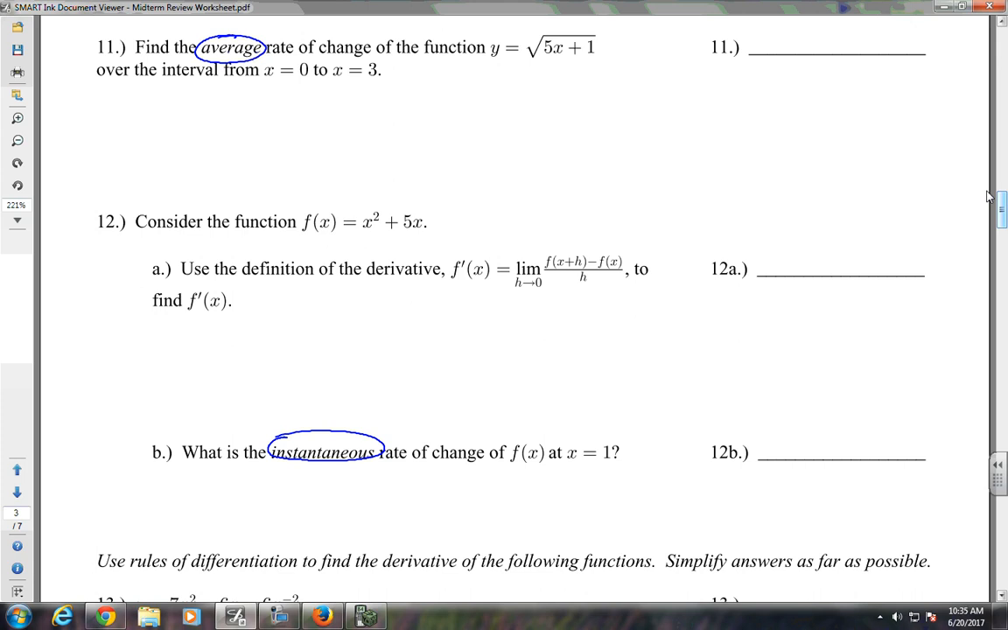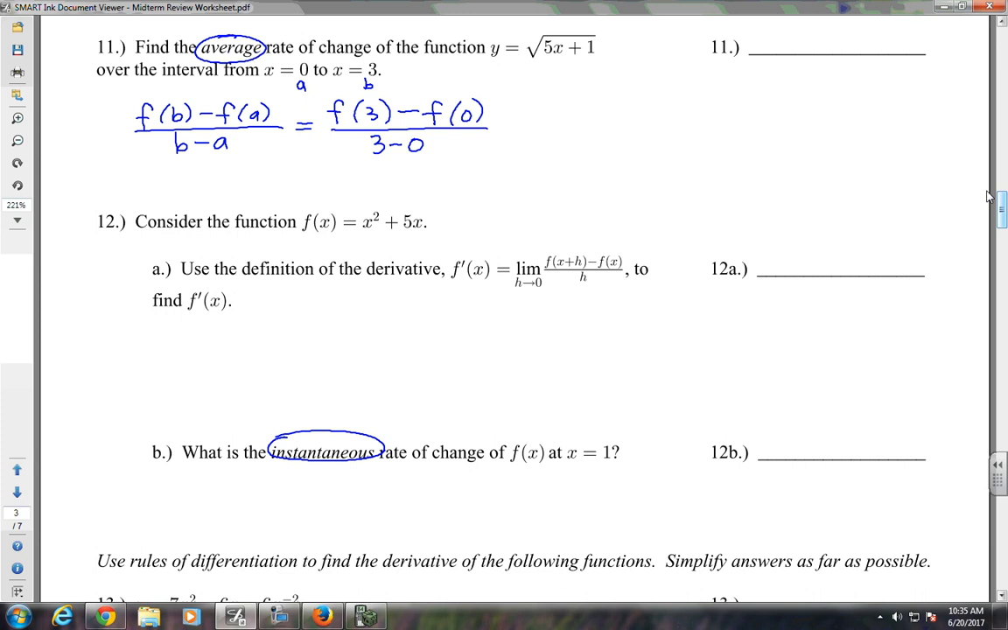To find the average rate of change from A to B, we use the formula f of B minus f of A divided by B minus A. That should look really close to your slope formula, right? We're calculating the slope of the secant line that contains those 2 points. So f of b in this problem corresponds to f of 3. So f of the second given x value minus f of the first divided by the difference between the two.